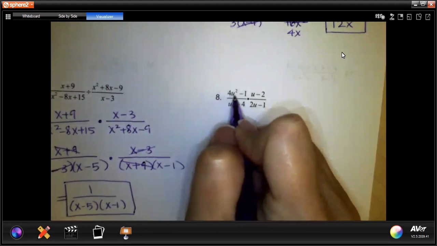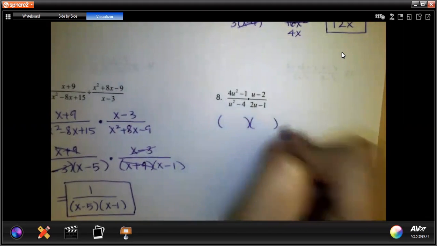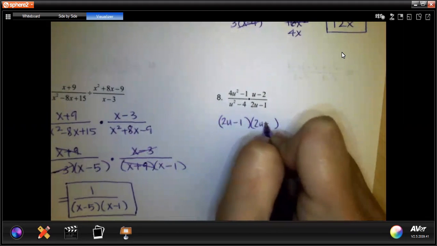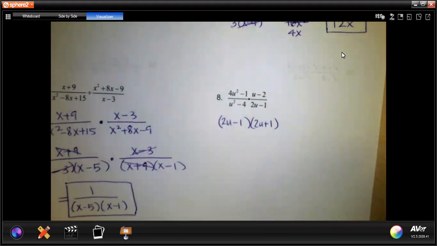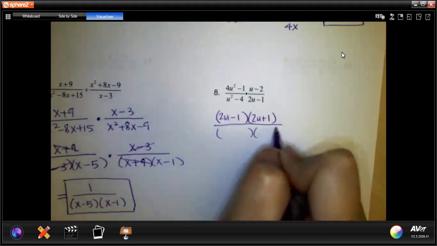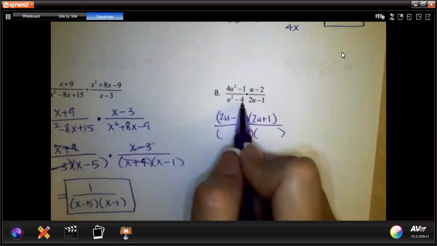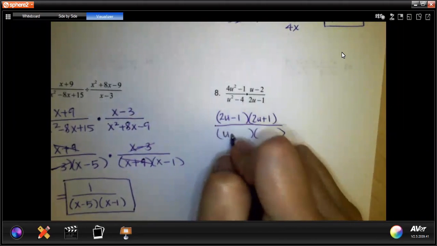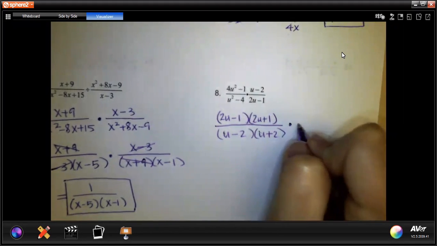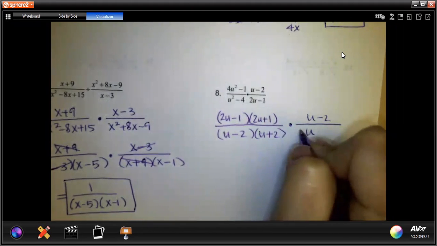Anytime that we have a perfect square minus a perfect square, we know that it goes straight into those two factors, 2u minus 1 and 2u plus 1. And again, our denominator is two perfect squares. That's u squared, and that's 2 squared. So we get u minus 2, u plus 2. In our second fraction, none of those factors, so we're just bringing them down.